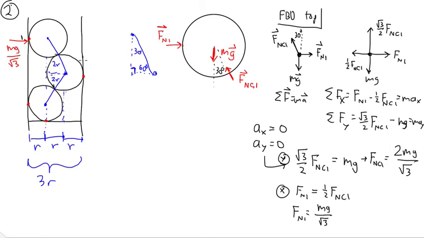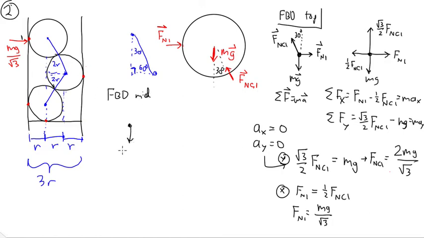And now, I guess you have to keep going through here, right? So we know what this FNC1 is. Now on 2, we'll see how far I feel like doing this. But on the middle one, FBD for the middle cylinder, okay? So now the middle cylinder is this one, okay?